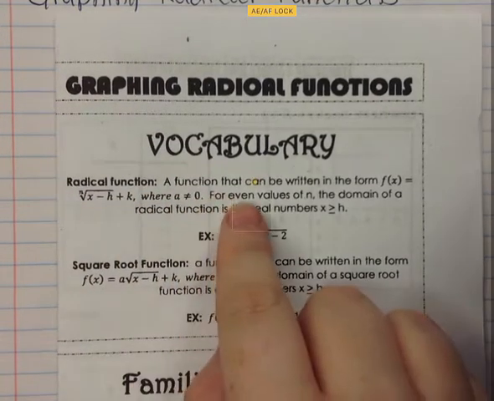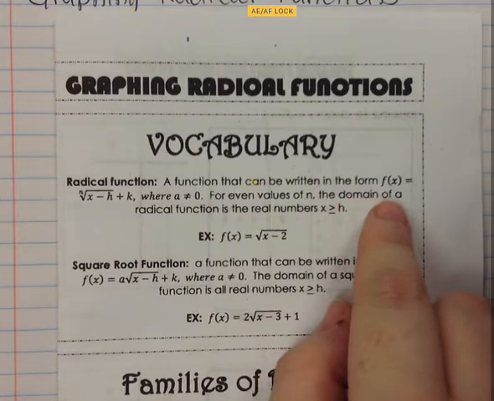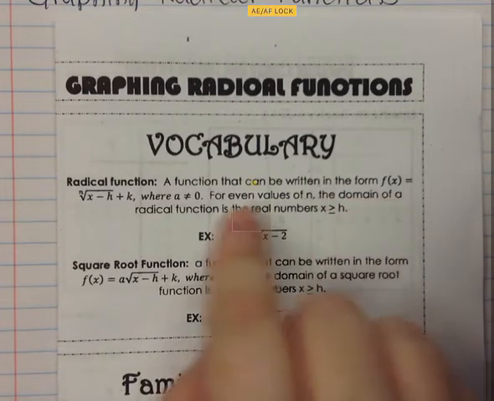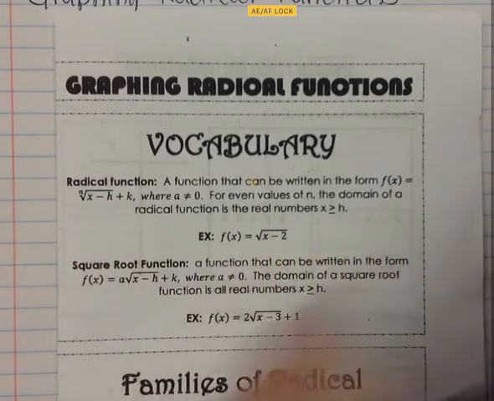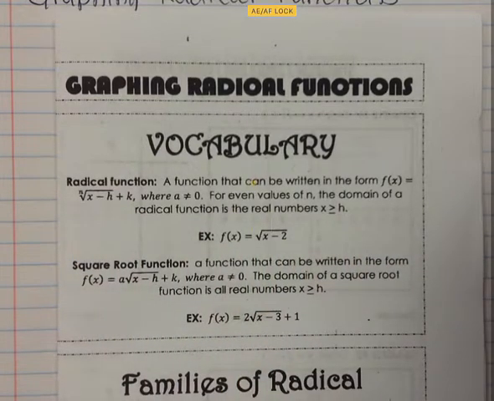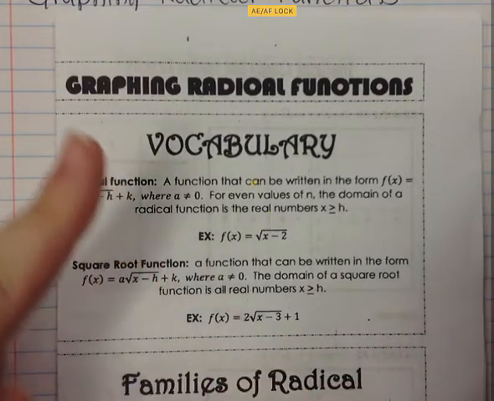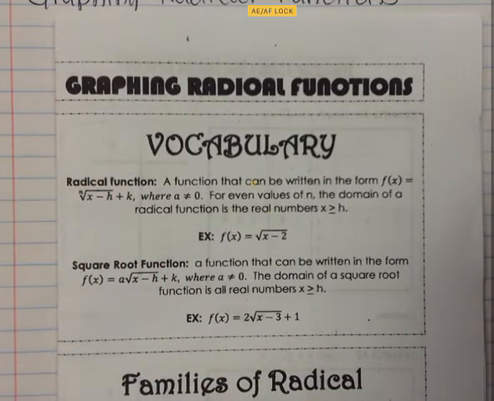For even values of n, the domain of a radical function is the real numbers where x is greater than or equal to h. That's the h value and larger. So this goes back to kind of like quadratics. Quadratics will go forever in both directions, left and right, which is why it's negative infinity to infinity.